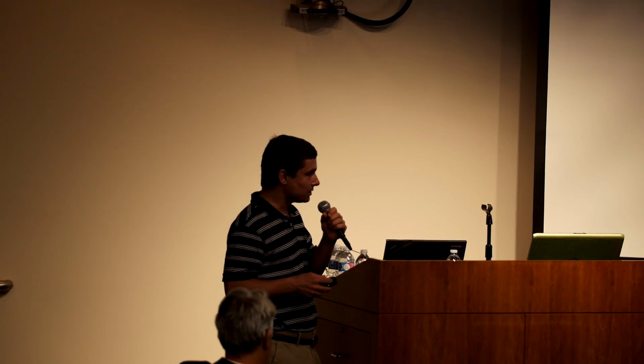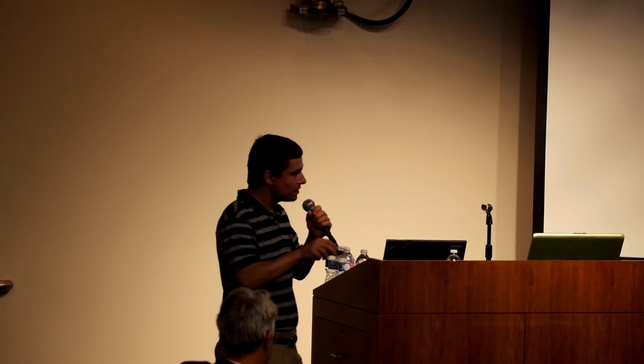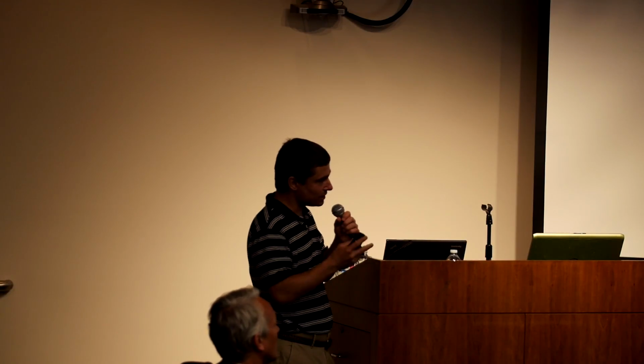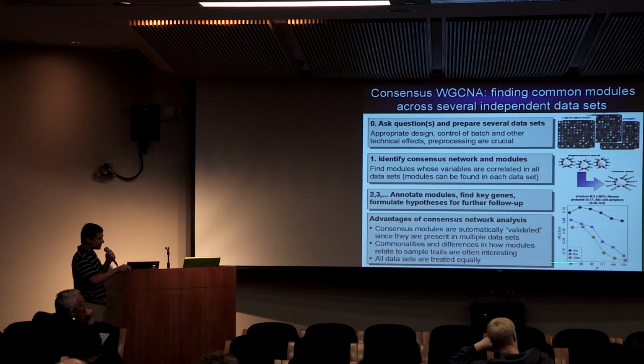That's usually quite valuable. But apart from that, the commonalities and differences in how the modules relate to sample traits are also often interesting. So this is a plot that you have seen before, but now I'm going to reinterpret it in this example. This is one module in 3 different data sets. So the 3 different data sets correspond to 3 different ages here in this analysis: 2 months, 6 months, and 10 months. Again, just think of it as a numeric variable.